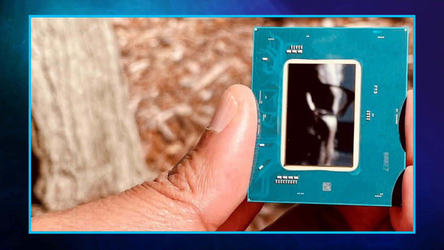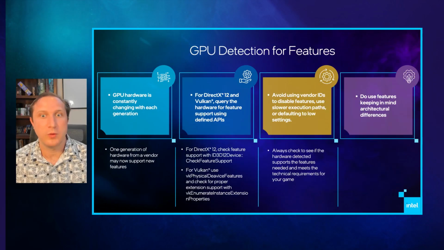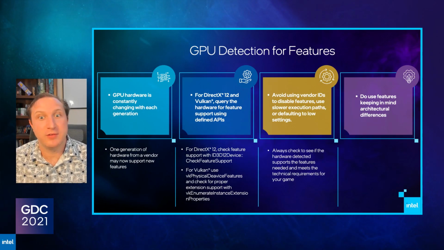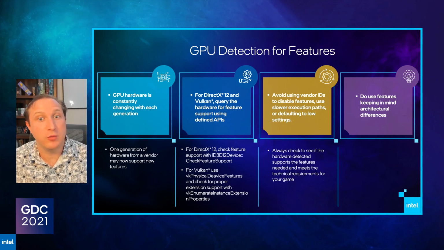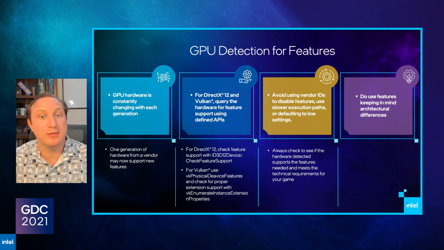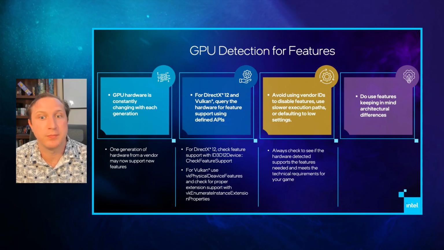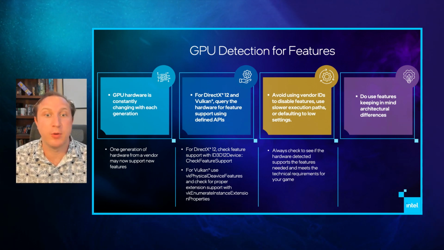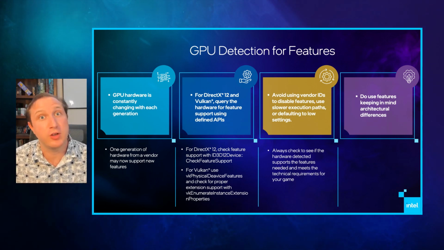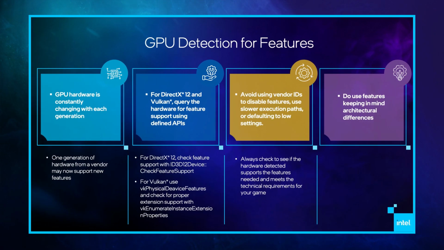Our next big leap in graphics is entering the discrete graphics space. We've started sampling with customers, and we can't wait for developers to get their hands on these soon. With all that being said, it's pretty obvious that GPU hardware is constantly changing with each generation to try to meet the needs and expectations of game developers. One generation of hardware may not support certain features in an API, but future generations may. With this in mind, it may be prudent to ensure that you are checking for features you need in your game with hardware non-specific extensions and APIs.